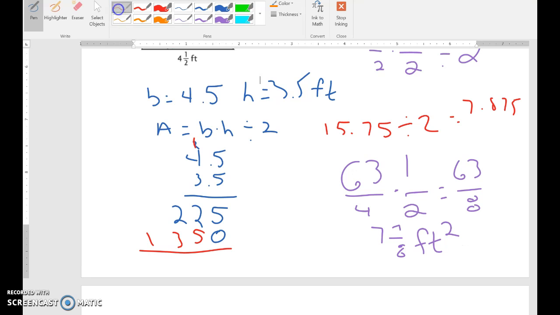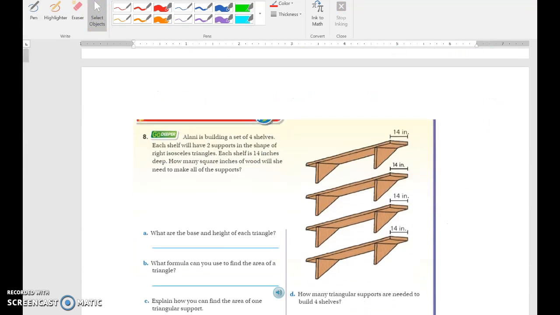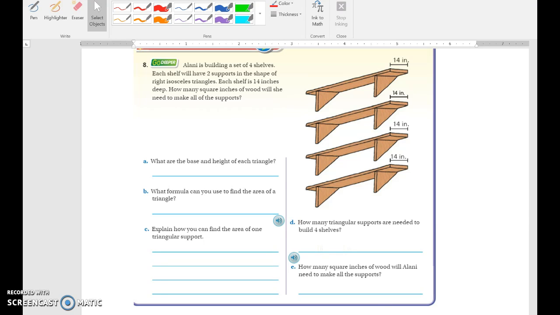So if we're not feeling amazing with the decimals, we should always feel welcome to turn it into fractions, and fractions are our friend. So that's a second problem from the book. A third problem from the book is a word problem. Alani is building a set of 4 shelves. So fortunately, we don't have to visualize them because that's shown to us.